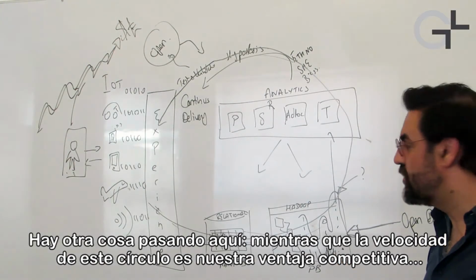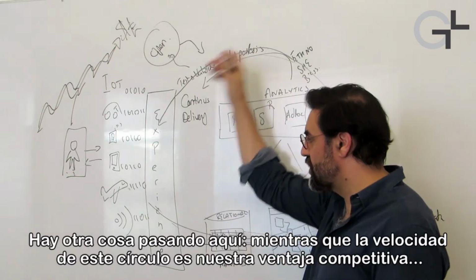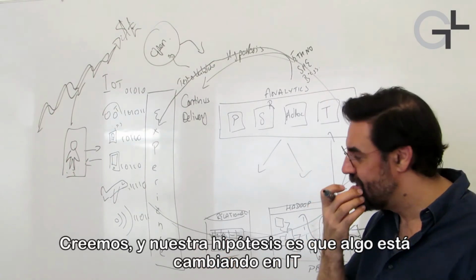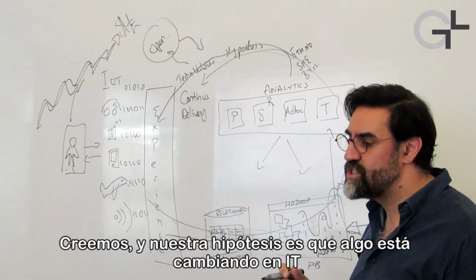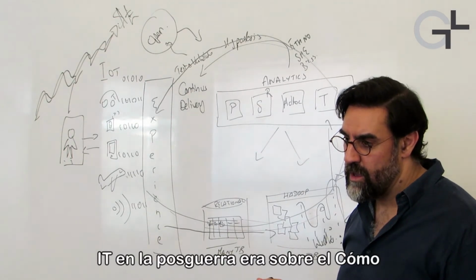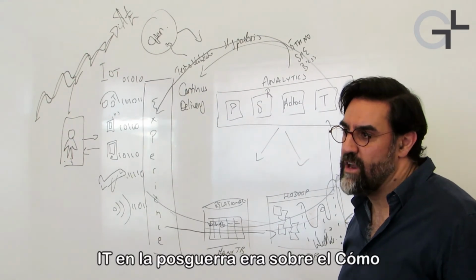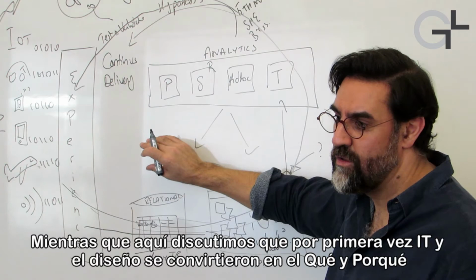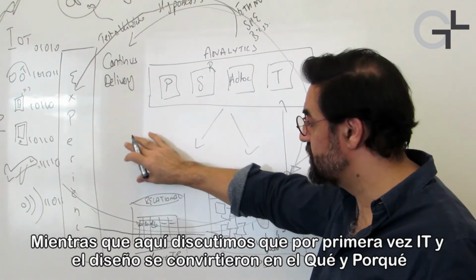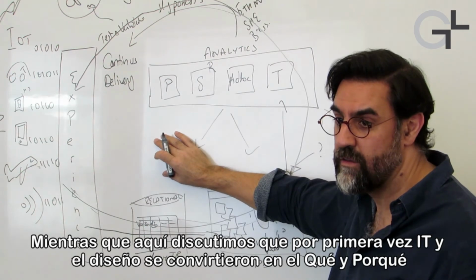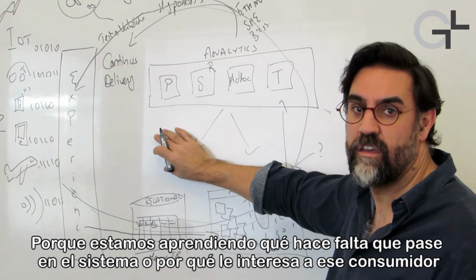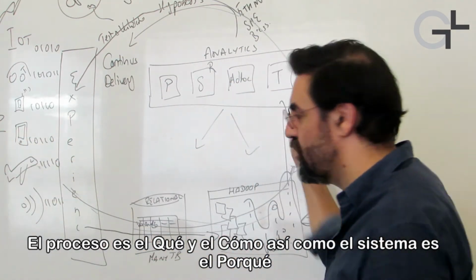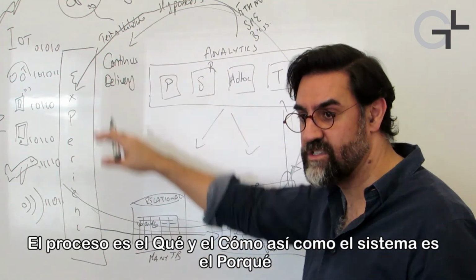But there's another thing going on here too. So whilst we think the speed of that circle is the competitive advantage, something we think, here's our own hypothesis, our own theory, that something's changed in IT. In post-war IT really, IT was about the how. Whereas here, we would argue that the first time IT has become, and design has become, the what and the why. Because we're learning what needs to happen in the system and why it matters to that consumer. The process is the what and the why, as well as that, and the system is the how.